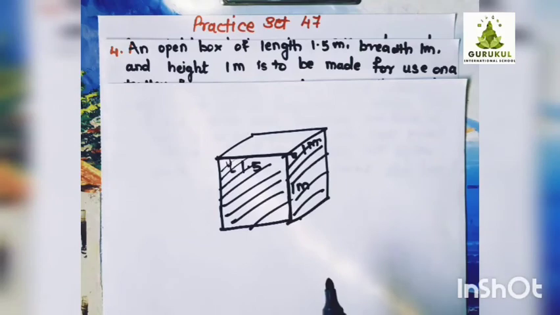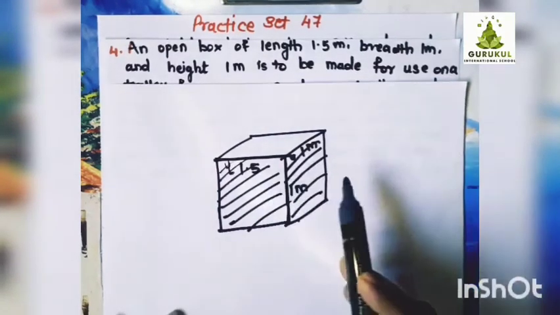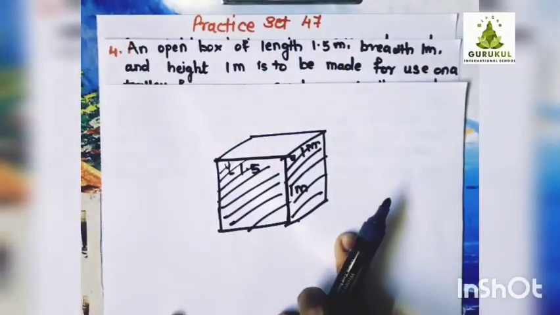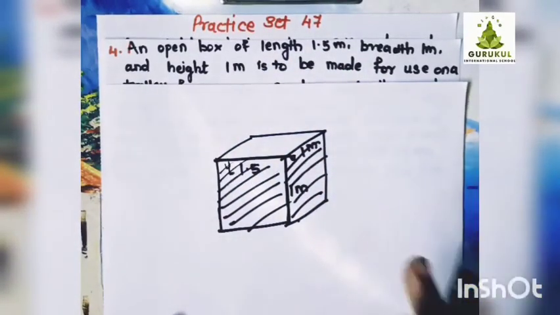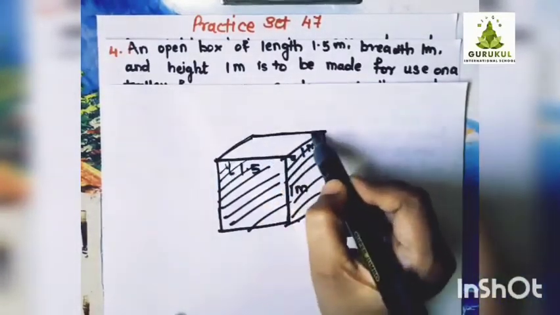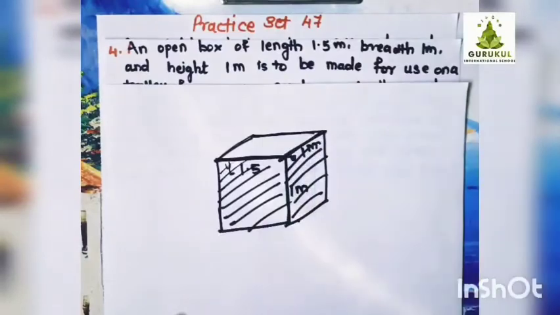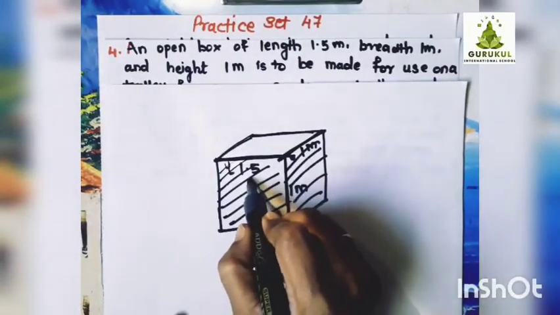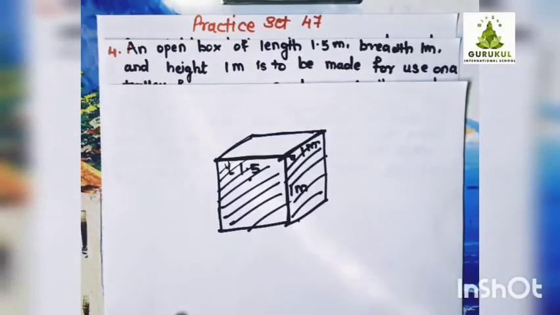Now what do we have to do then? First of all, using the regular formula, we will find out the area of the total box, and then from that area we can subtract the upper surface area of this rectangle, which has length 1.5 and breadth 1 meter.